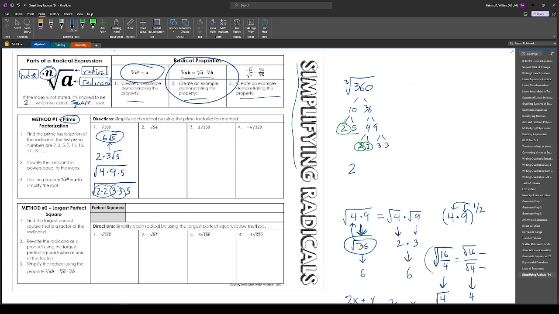But we don't have enough 5s or 3s to make a perfect cube, so they would all stay inside of our radical: 3, 3, 5. This is a cube. And then we would just combine them back into the bigger number now that we know they can't be any simpler than that. So we would do 2 times the cube root of 9 times 5, 45. Like that. That's pretty much it.